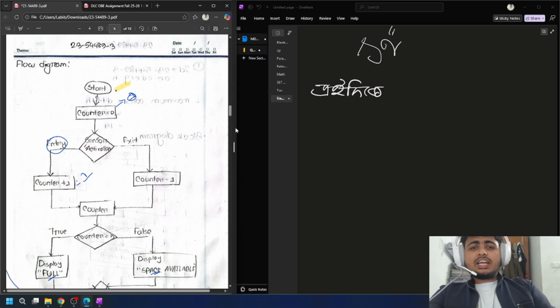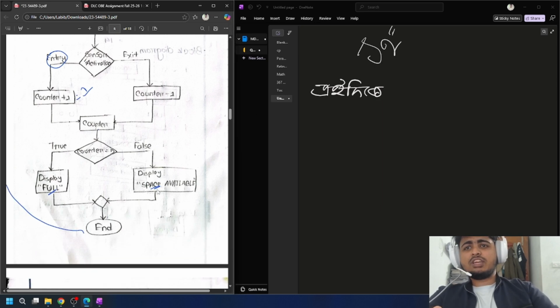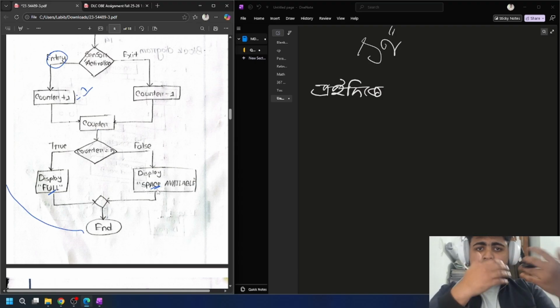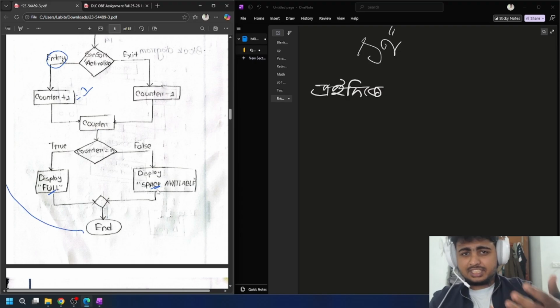Then we compare the counter with 14, and if it is true, meaning the counter equals 14, we display full. If the counter is not equal to 14, we display space available. This process is repeated every time the sensor gets triggered.